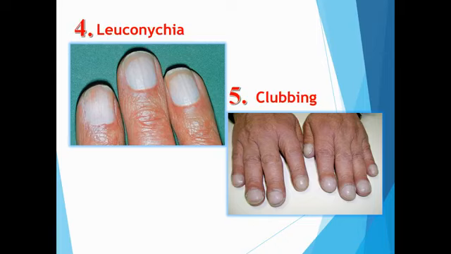The fifth feature of the hand is clubbing. Here in the picture, you can see that the fingers have become like a drumstick. The tips of the fingers are widened. There is bulbar enlargement of the tip of the fingers. This signifies that this patient has got clubbing. It is another feature of chronic liver disease.